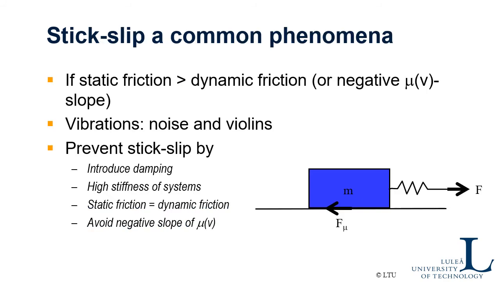Another friction-related phenomenon I want to mention is stick slip. Stick slip occurs if the static friction is higher than the dynamic friction, or if you have a negative slope of the mu versus speed curve. What is happening then? To illustrate that, we have a box here, and you pull the box with a kind of elastic wire, for example.